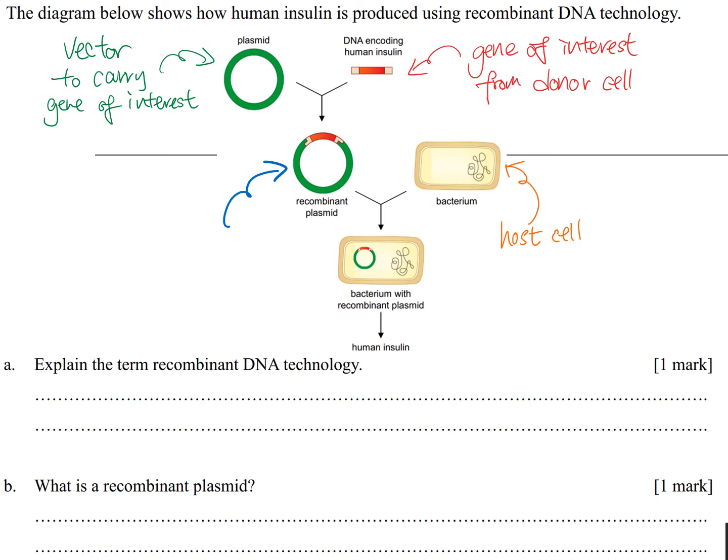First of all, question A. Can you explain the term recombinant DNA technology? It is actually a technology in which a fragment of DNA or the gene of interest from a donor cell is isolated, taken out, and then inserted into the DNA of another organism or another cell. So let's write it down together.